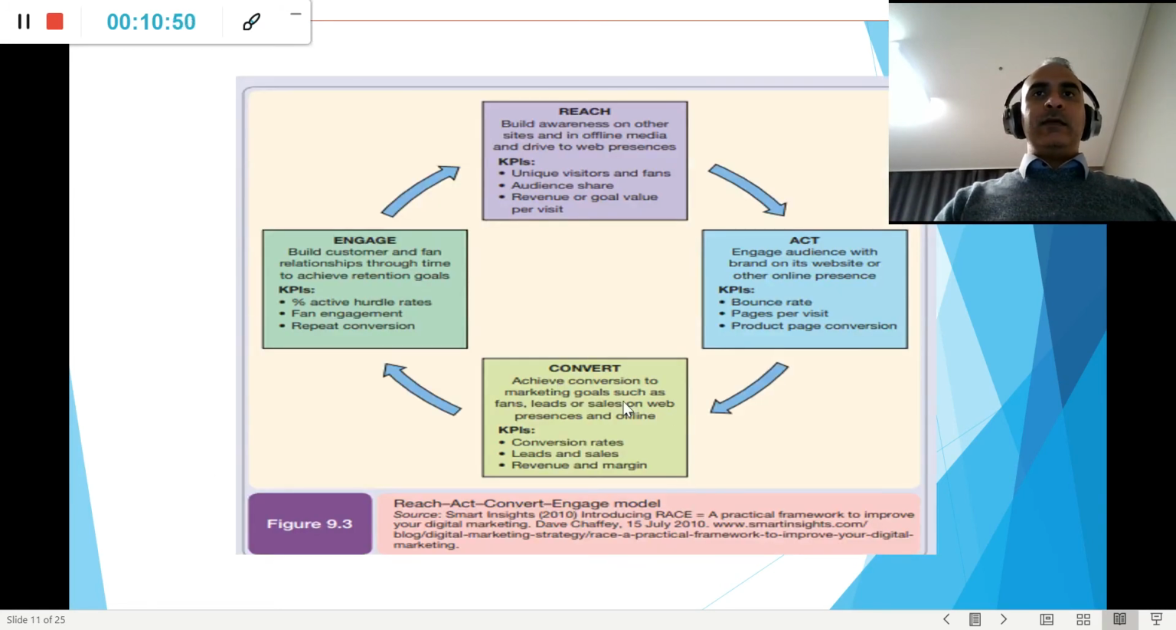So in this case, precisely, we talk about reach, act, convert, engage. So in this case, how am I going to reach them? So when I have a good SEO, search engine optimization, which means if I type hamburger and I'm the first one to appear on the list of hamburger shops, that means I'm reaching them well.